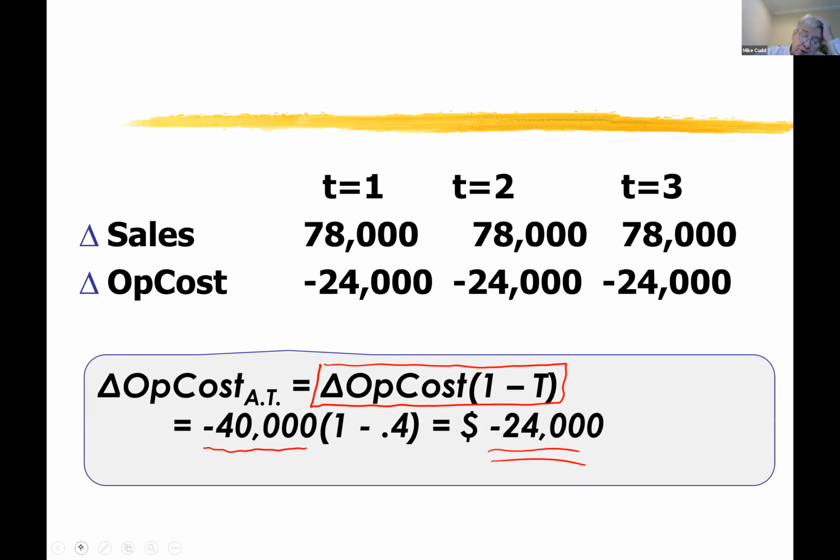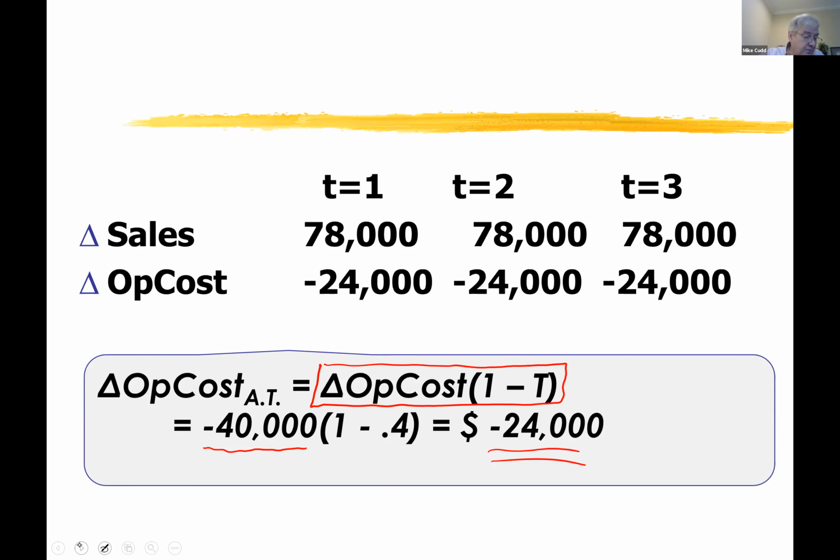So for each of the 3 years, we would generate additional sales, which after taxes would generate cash profits of $78,000. We would incur operating costs for each of the 3 years of $40,000, but after the tax savings, that would cost us $24,000 a year in cash costs.